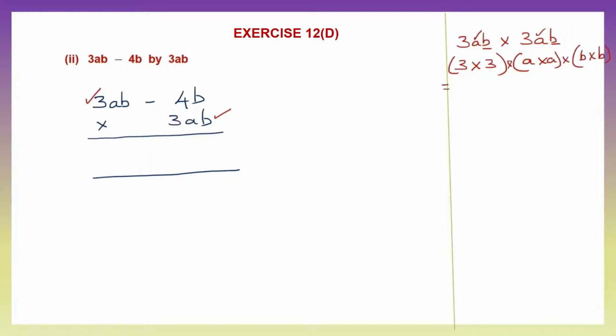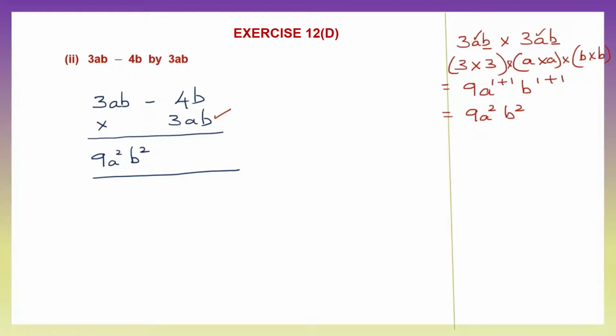Okay, now this becomes 3 3s are 9, A to the power of 1 plus 1, B to the power of 1 plus 1. So that becomes 9A square B square. So let's write that down. So that is 9A square B square. So we finished with 3AB here.